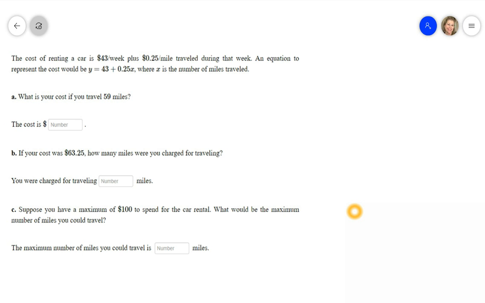I would use C instead of y for cost, and M for number of miles instead of x, but you know, that's just me. So anyway, part A says, what is your cost if you travel 59 miles? Well, it said x is the number of miles. So all I'm going to have to do is take this 59 miles and plug it into the equation where the x is. It's a plug and chug. Plug it in, do some math.